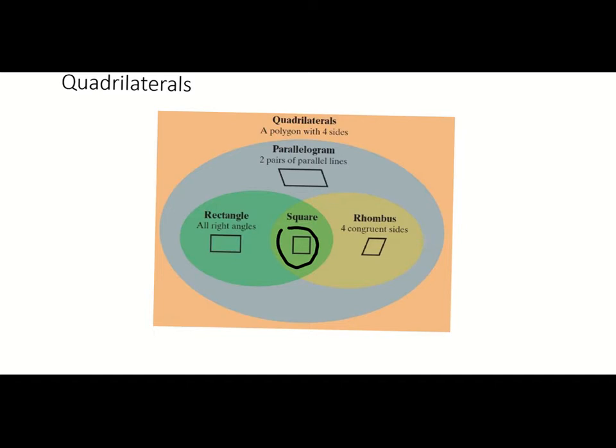So a square can be considered a rectangle, and it also can be considered a rhombus. So a special type of rhombus, a special type of rectangle.